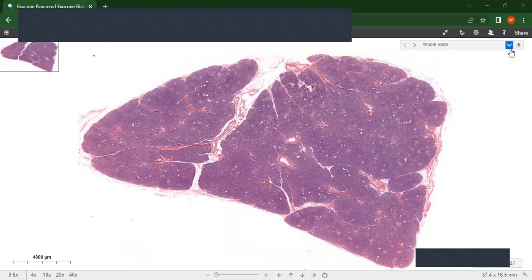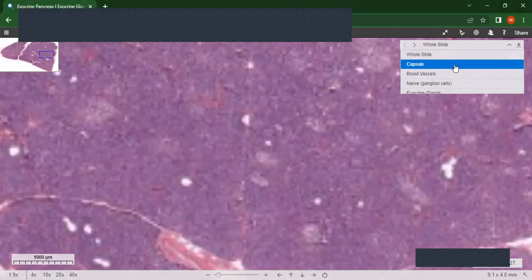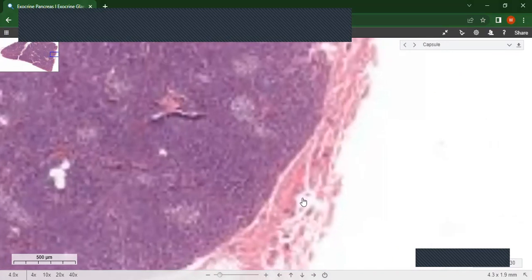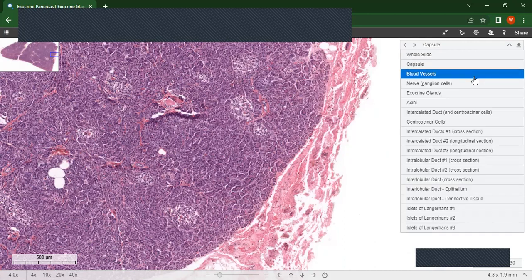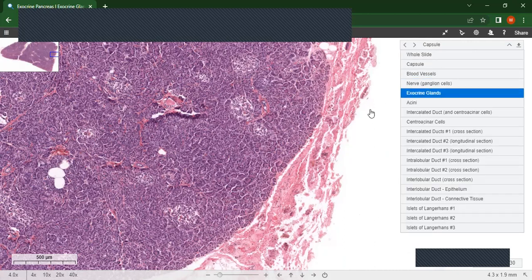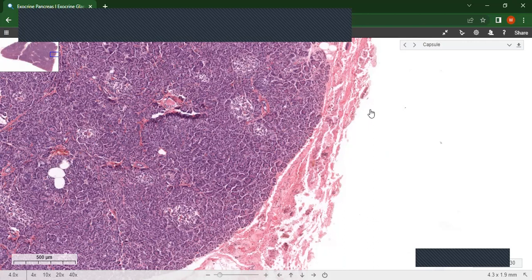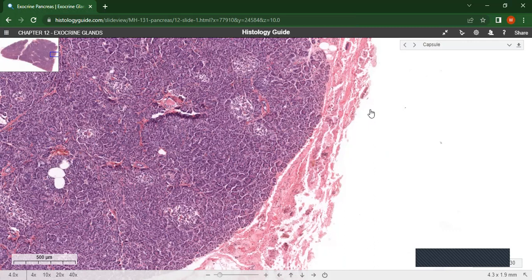Maybe a closer view will help you see the capsule. This is the capsule here, so you can see it. Remember, the function of the capsule, as it sends in the trabeculae or the septa into the gland to lobulate it, is that it usually brings in the blood vessels, the nerves, and the lymphatics.